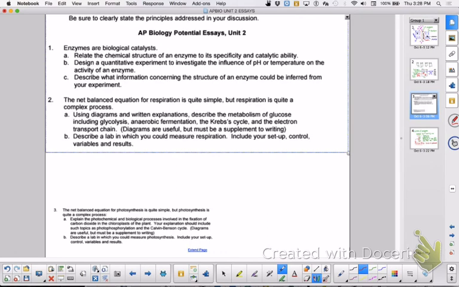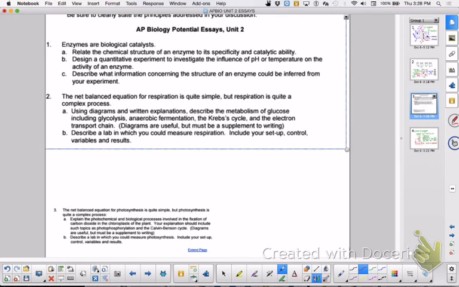The next one says the net balanced equation for respiration is quite simple, but respiration is a complex process. Let me tell you right off the bat, you better be able to write the equation for me. You'd be surprised how many people can't. You ought to be able to tell me what gets reduced and what gets oxidized, right? And then it says, using diagrams and written explanations, describe the metabolism of glucose, including glycolysis, anaerobic fermentation, the Krebs cycle, and the electron transport chain. Diagrams are useful, but must be a supplement to the writing.